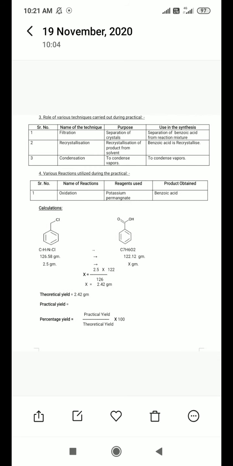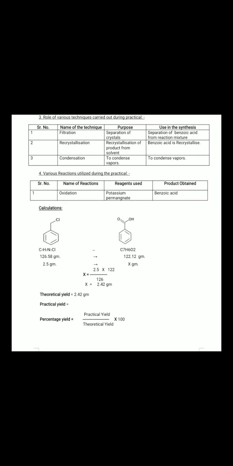Then this is the calculation. How to calculate the theoretical yield we have seen in the first synthetic practical, like 1 gram of benzyl chloride is equivalent to 122 gram of your final product, and you can cross calculate it. You can calculate the practical yield, then put that practical yield into percentage yield. You should calculate how much percentage yield you get yourself. Then you shall write the result like this.